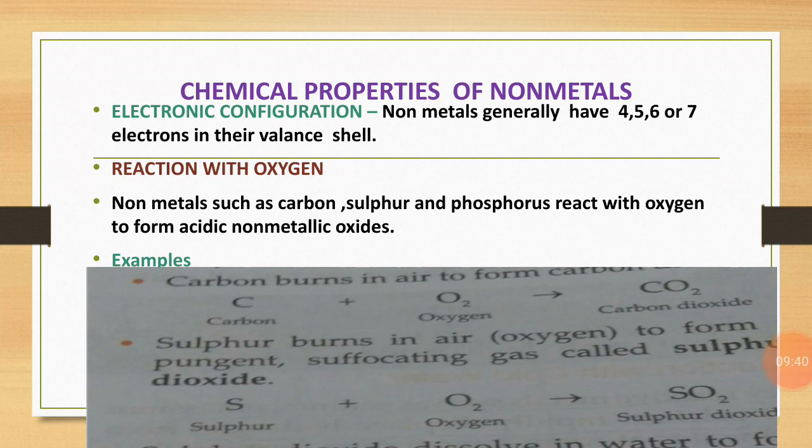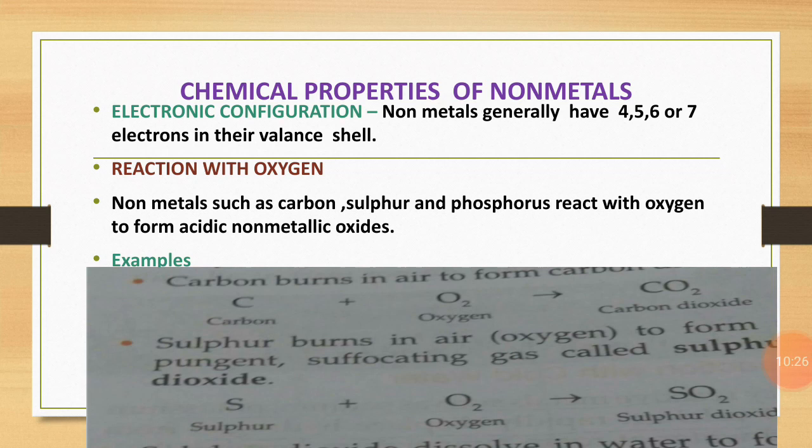Now second is the reaction with oxygen. We are going to learn what is formed when non-metals react with oxygen, which type of oxide is formed and what the nature of that oxide is. Non-metals such as carbon, sulfur, phosphorus react with oxygen to form non-metallic oxides. We have studied that metals react with oxygen to form metal oxides, and the nature of the metal oxide is basic. But non-metals like carbon, sulfur, phosphorus form non-metallic oxides, and the nature of these oxides is acidic.